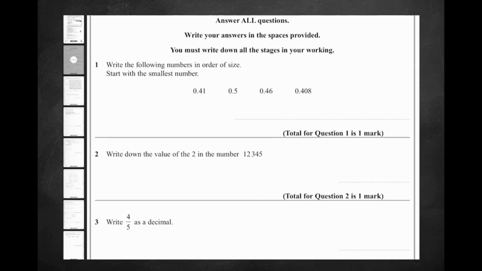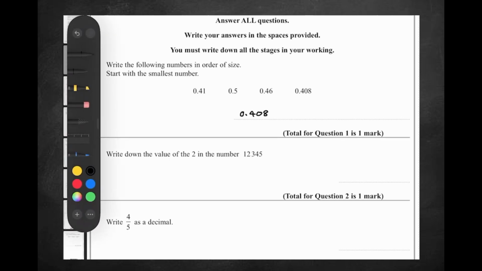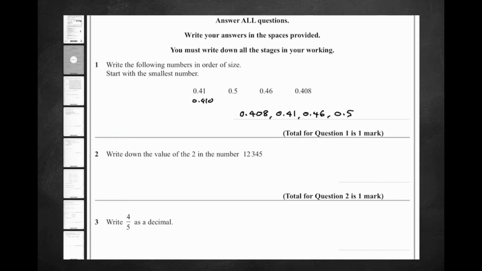Question 1. Write the following numbers in order of size. Start with the smallest number. 0.41, 0.5, 0.46 and 0.408. So the smallest one will be 0.408. Because 0.41 is the same as 0.410 and the other two are higher than 0.41. So next one will be 0.41, 0.46 and then 0.5.